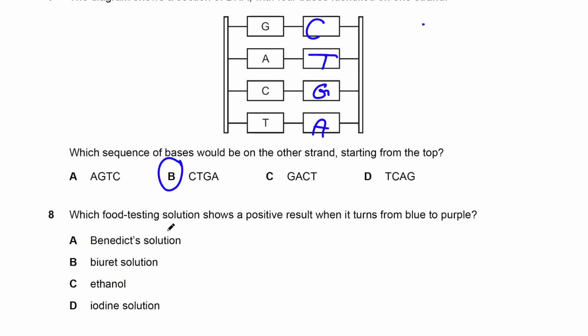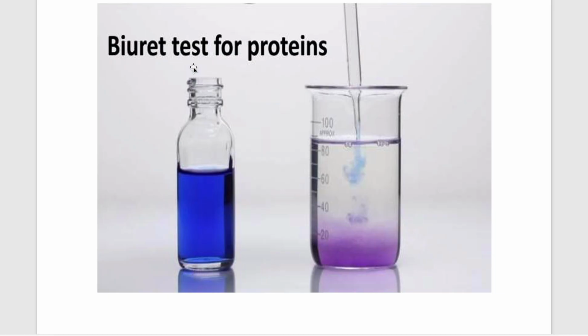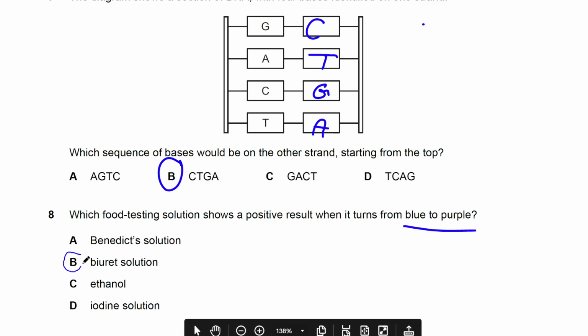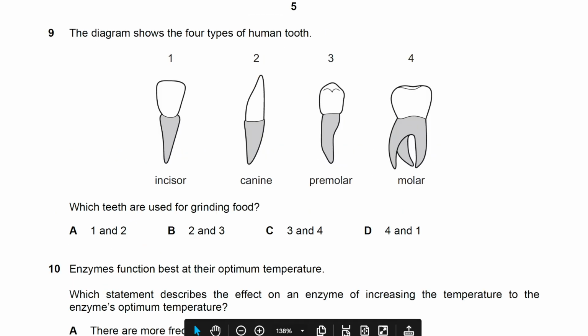Which food testing solution shows a positive result when it turns from blue to purple? This is what? Biuret solution. Guys, this must be one of the main concepts of food testing. Let me just remind you with this diagram. This is a test for protein. Okay? Keep this in your mind. Yes, it will change from blue. Blue means it's negative. Purple means it's a positive. That means we have a protein. So going back directly without thinking, we will what? Circle option B. Let's do question number 9.